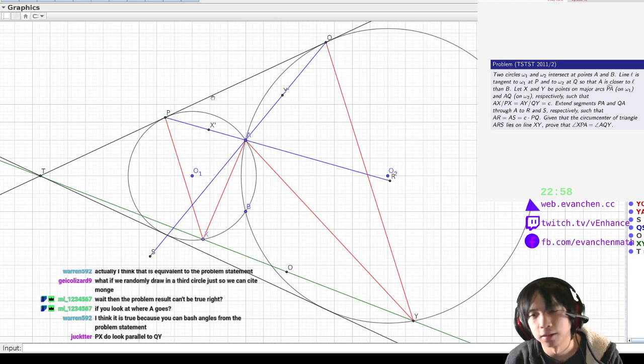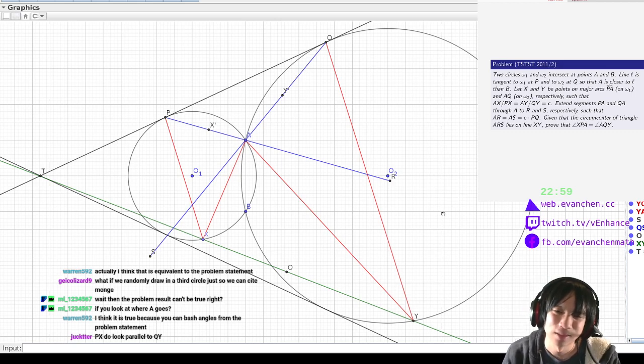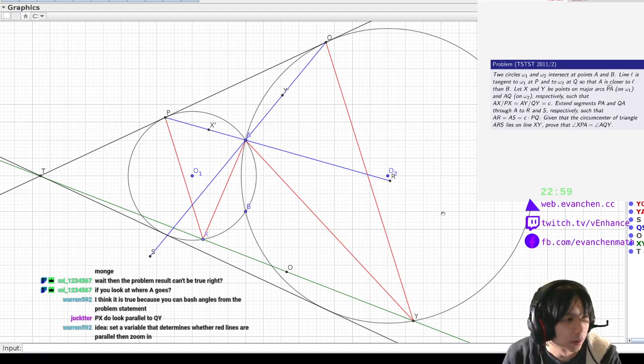Like, I think maybe AY might be tangent to omega 1, and then AX might be tangent to omega 2, and that explains the times C condition, because then there's a spiral similarity sending XPQ to XAR or something like this. PX, yeah. I tried a few cases and it was so coincidental, I'm convinced that they concur here.